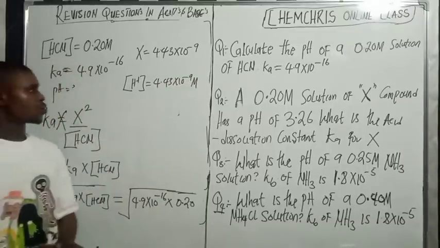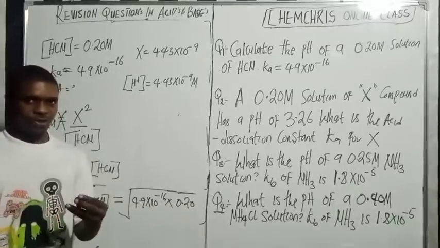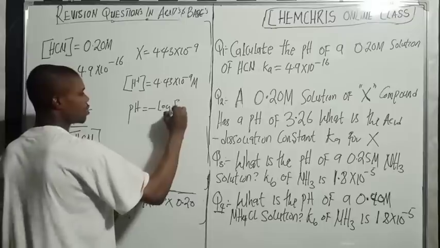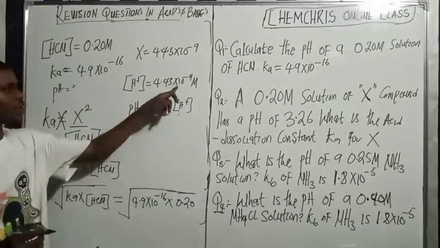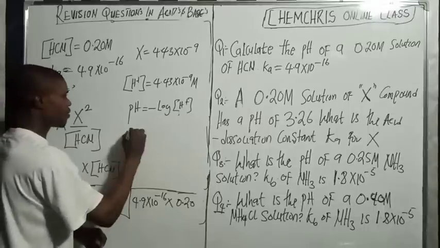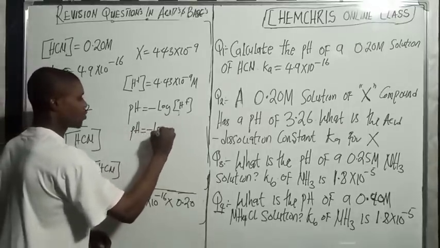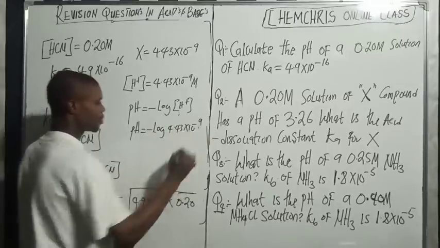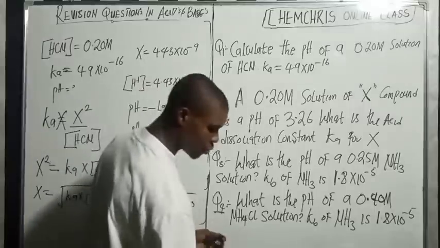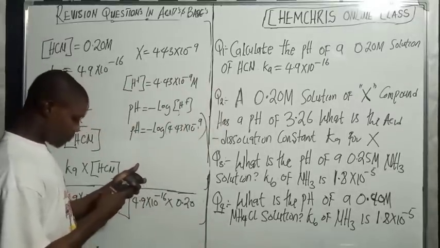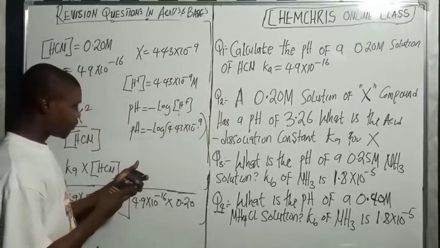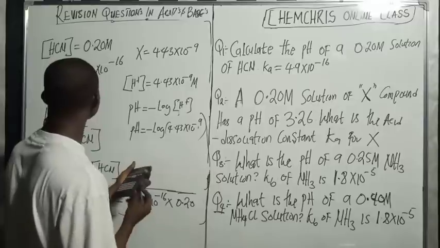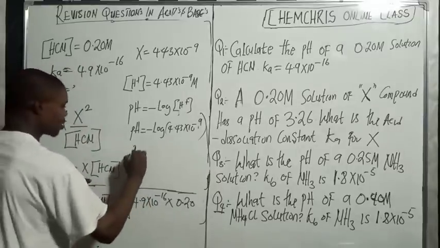Do you understand? So now I can calculate my pH. Do you get that? My pH equals minus log H plus, right? My H plus is already this one here, so you just have to input it there. So pH equals minus log 4.43 exponential minus 9. What you want to do is bring out the calculator. Minus log 4.43 exponential minus 9. Here we have 8.3. pH equals 8.3.